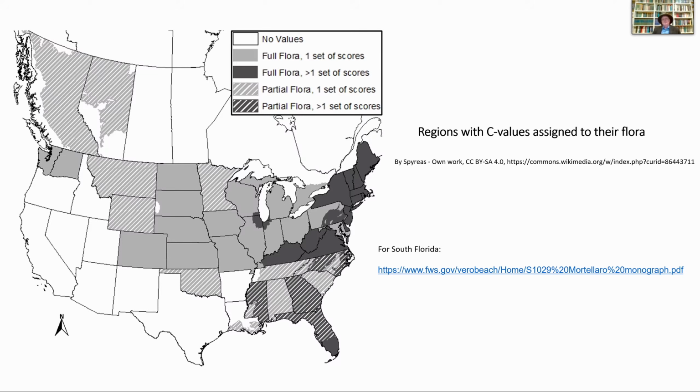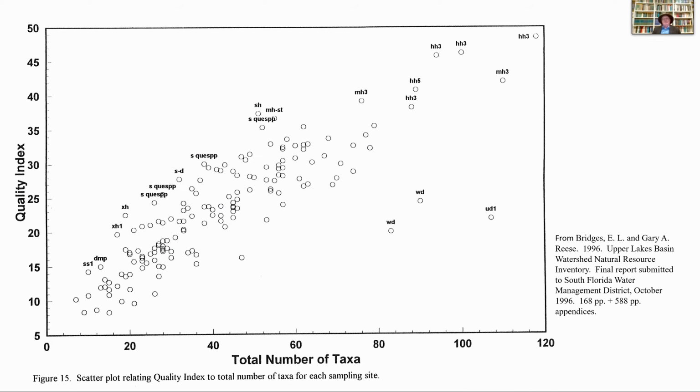Sometimes those partial lists include only a certain set of wetland plants and not the entire flora. But this has actually become fairly widespread in use over a large part of the US and Canada. It's actually been used in Florida a few times. In this case, I'm using coefficient of conservatism and calculating the floristic quality index of different community type polygons within the Upper Lakes Basin watershed of Polk and Osceola counties. And you can see, the quality index is somewhat dependent upon the number of species you do have.